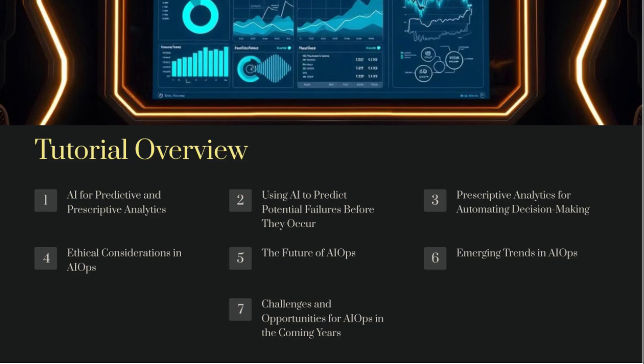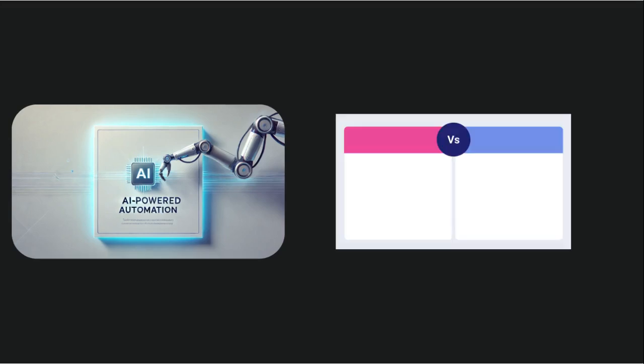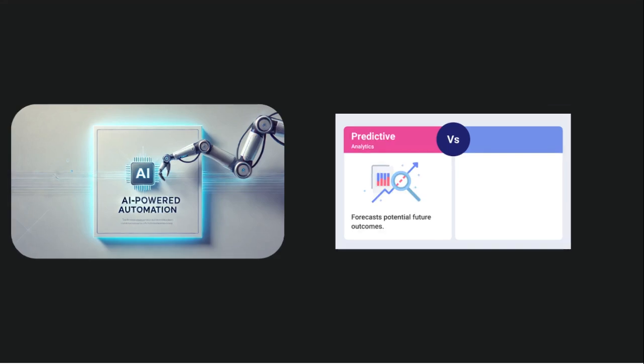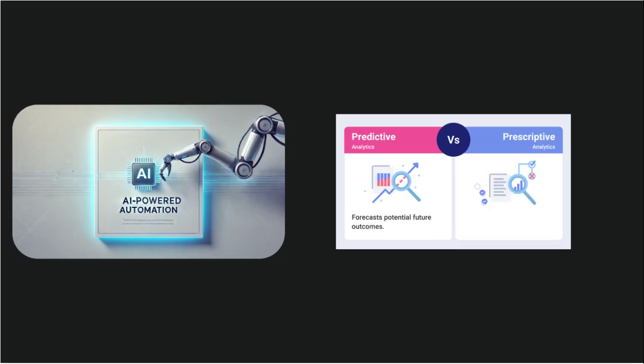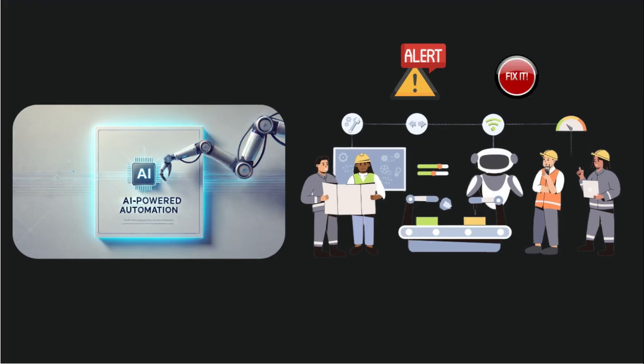Let's dive in. Before we talk about AI-driven automation, let's first understand how AI analyzes IT data. AIOps uses two critical techniques. Predictive analytics analyzes past data to identify patterns and forecast potential system failures before they happen. Prescriptive analytics takes it a step further by recommending or even automatically executing corrective actions. Think of it like having a smart assistant for your IT infrastructure, one that not only alerts you about issues but also suggests or applies fixes before problems escalate.